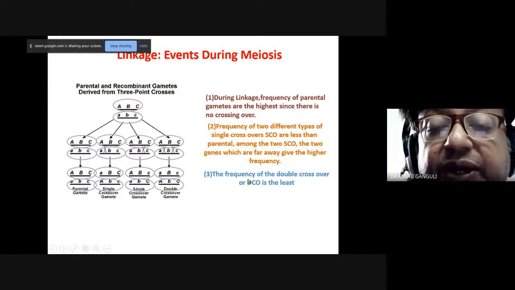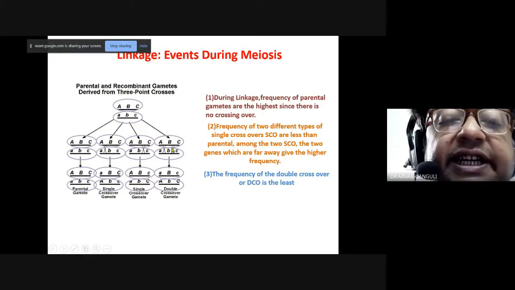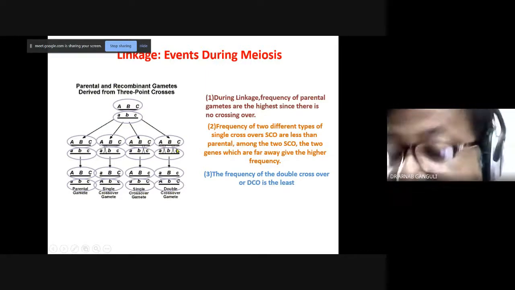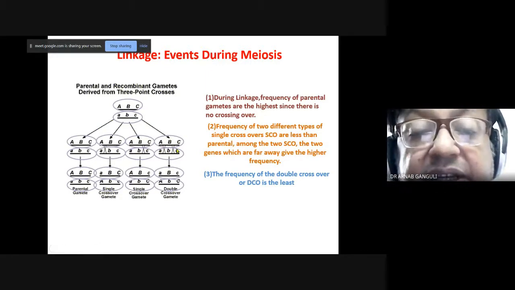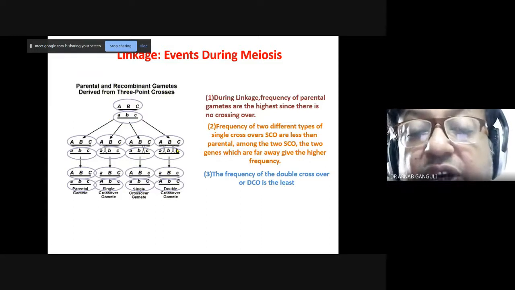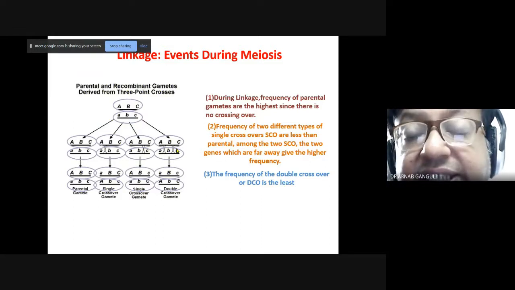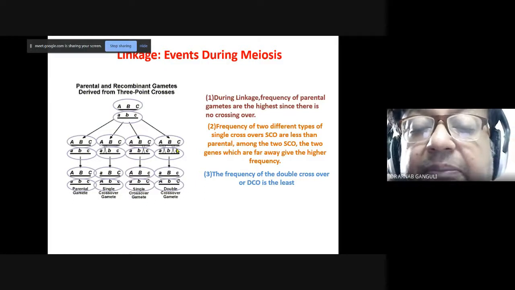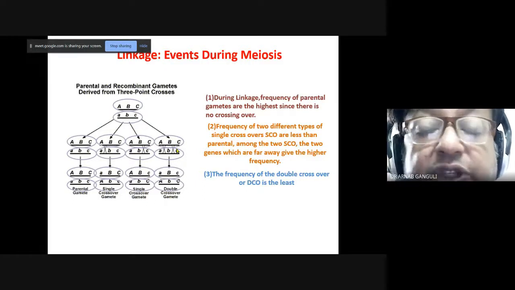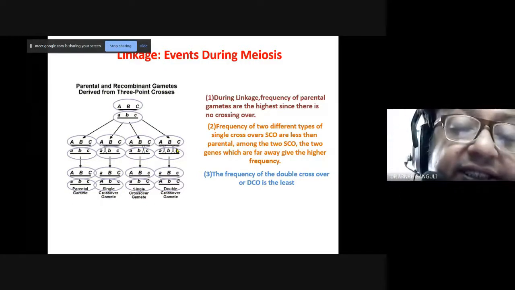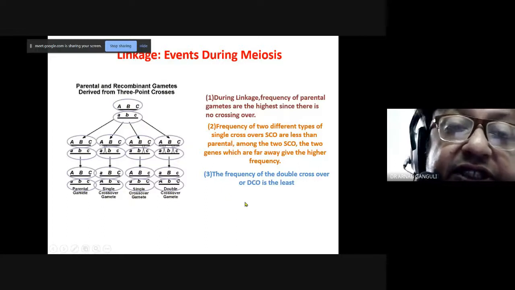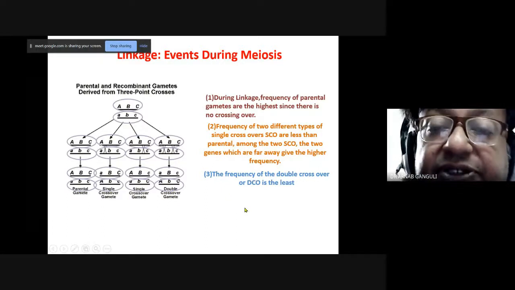Next, the frequency of the double crossover is the least. So two crossing overs can take place. This is the least because both of them are happening at the same time, at the same two crossover locations. The chances are low. So the number of double crossovers you find will be the least. This will be the type of gamete. So these are the events which take place during meiosis.